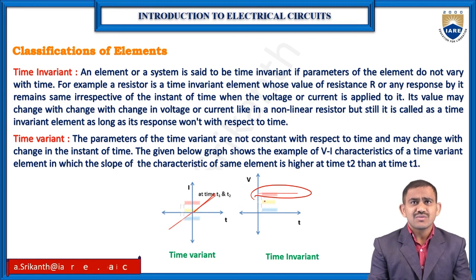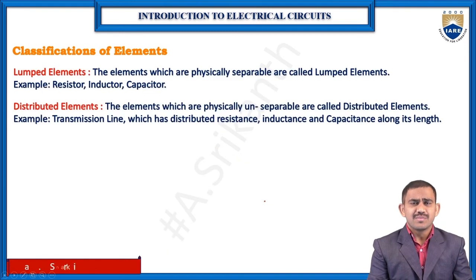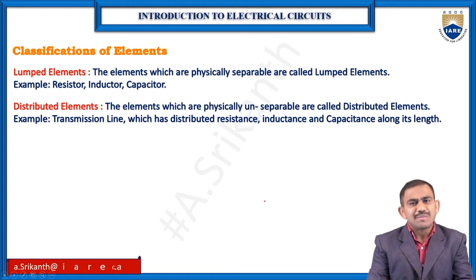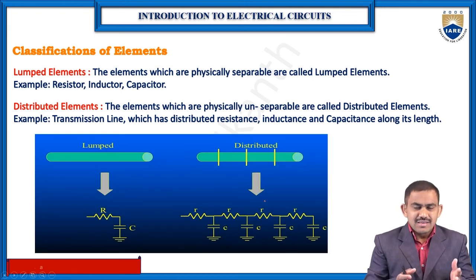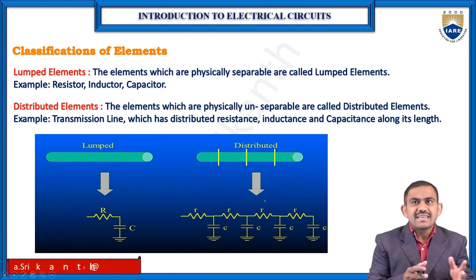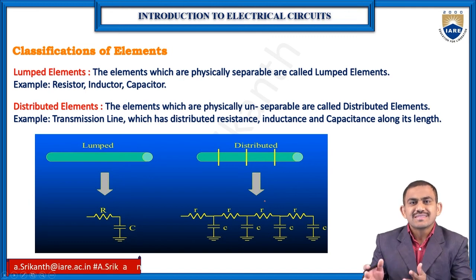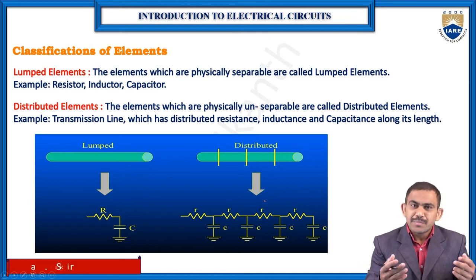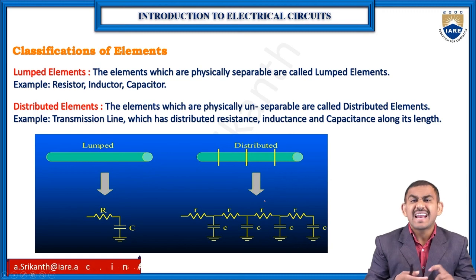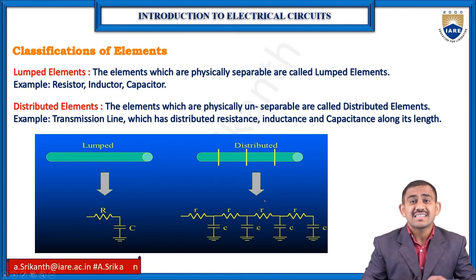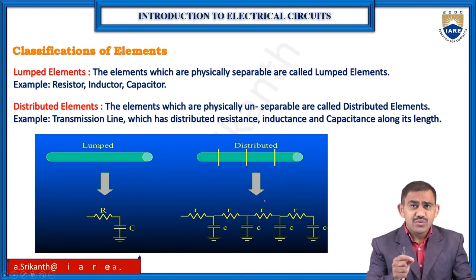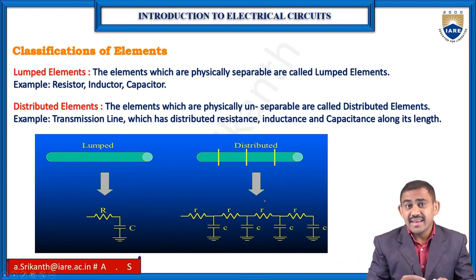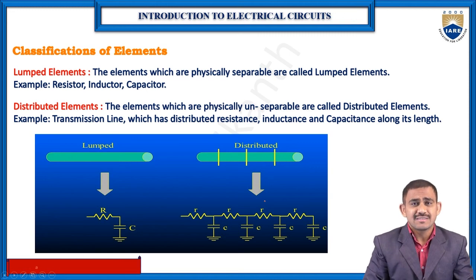Okay, and the last one is lumped and distributed elements. Again, you can observe those names. That's it. Lumped means physically separated. You can say those elements are single elements, separate elements. Those are the lumped elements. And distributed means they are connected to each other. So those elements are distributed elements. That's in the name also, distributed. Where you have transmission lines, there you can see those elements.